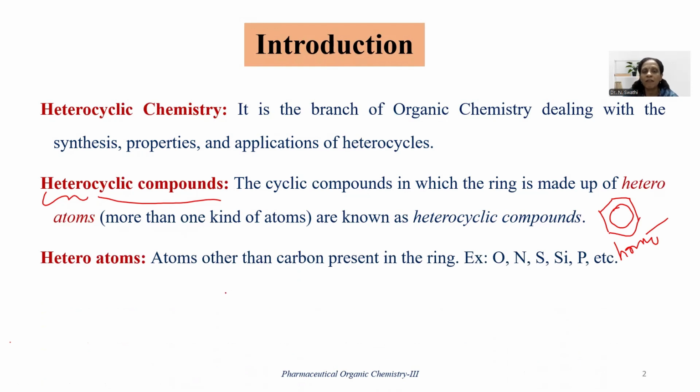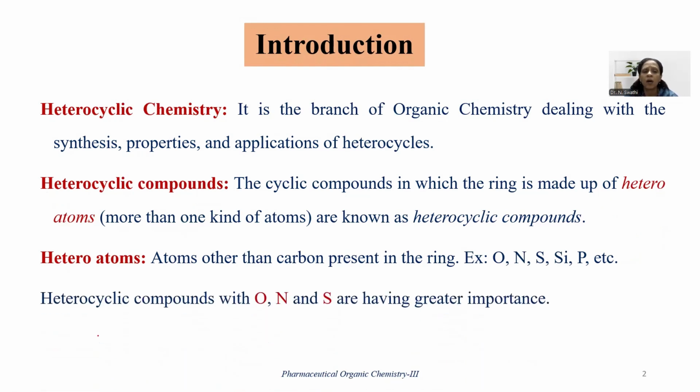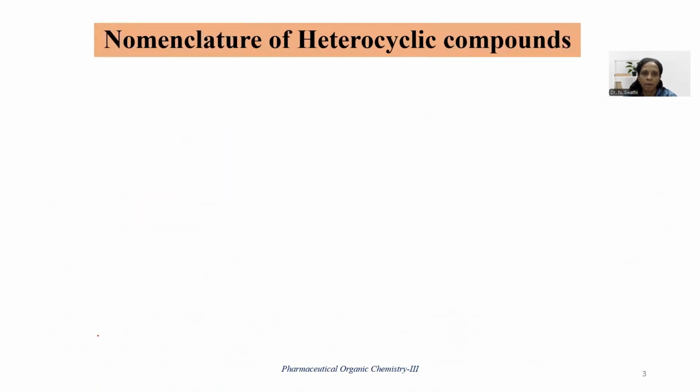Now what is the meaning of heteroatoms? Atoms other than carbon present in the ring are known as heteroatoms. For example, they can be oxygen, nitrogen, sulfur, silicon, phosphorus and so on. Among all these atoms, heterocyclic compounds containing oxygen, nitrogen and sulfur have greater pharmaceutical importance.